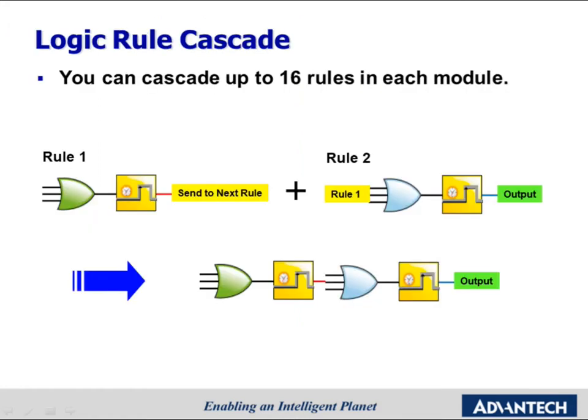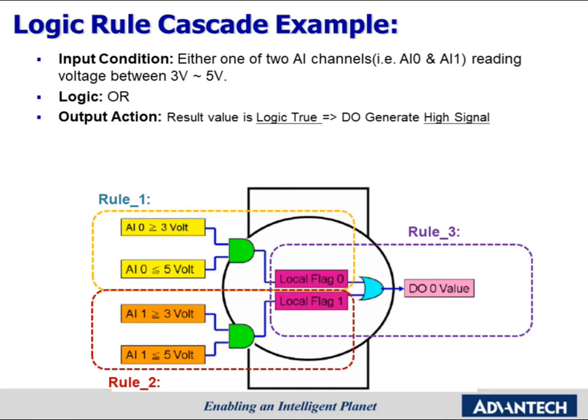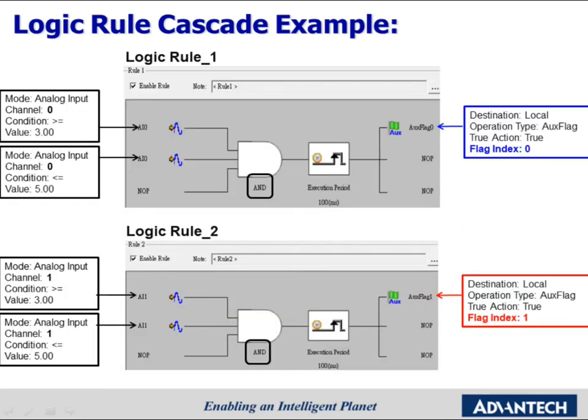This page shows the concept of logic rule cascade. The user can cascade up to 16 rules in each module. Each logic rule will execute to process different actions. Here is an example of logic rule cascade. If either AI channel 1 or 2 reads a voltage between 3 volts and 5 volts and passes an OR logic gate, the output value is logic true, so DO will generate a high signal. The detailed setting for this example is shown in the following 2 pages.